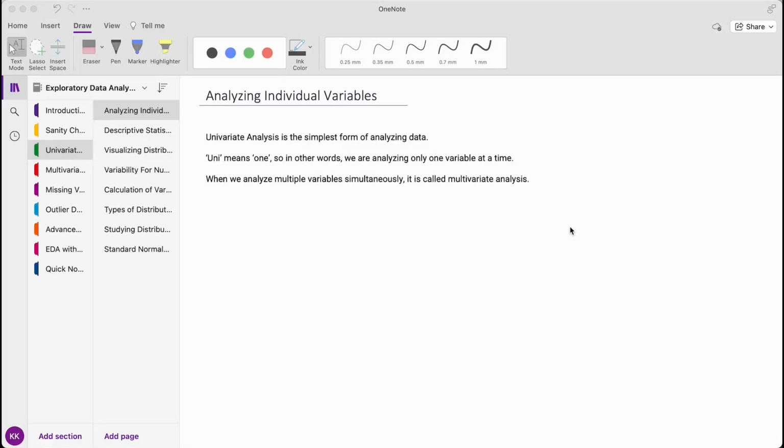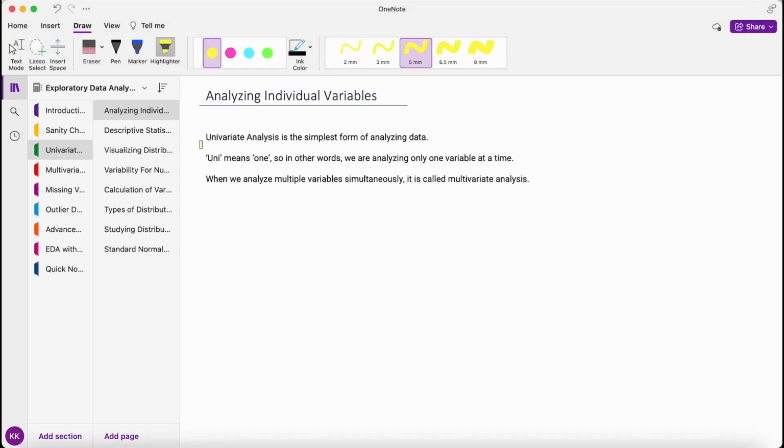Hi, and welcome to this new section. Now we will dive deeper into the essential knowledge and methodologies required for both exploratory and descriptive analysis.